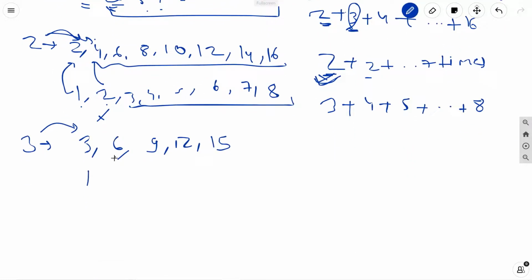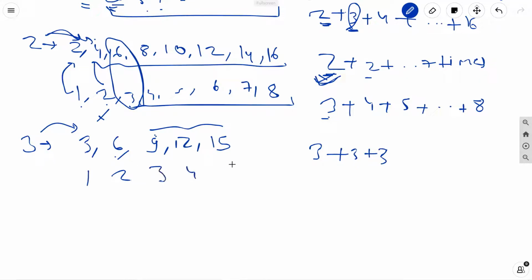Similarly for this 6, we said 3 is a divisor of 6, so this we already did when we were doing this part. So we said 3 is a divisor of 6, so we already added. And for this one, 9, 3 as a divisor of 9, this we have not yet counted. So 3 times this 3 we can write in this divisor sum, 3 plus 3 plus 3. And when we divide these numbers by 3, we get 1 2 3 4 and 5.